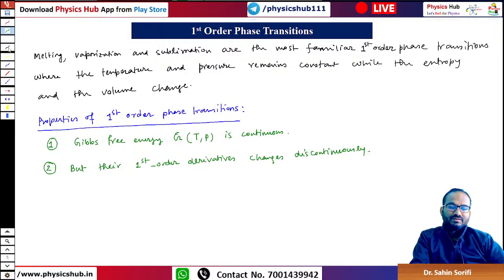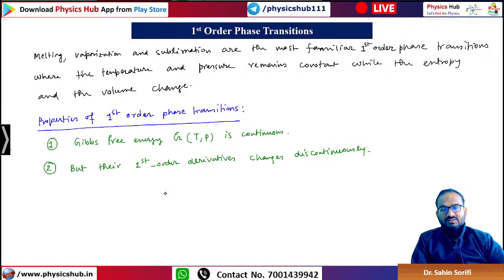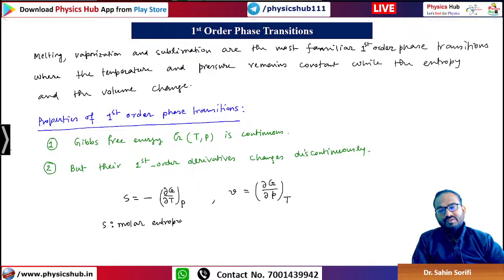When you take the derivative del G by del T keeping P constant, that is called the molar entropy with a negative sign. While the entropy and the volume change, next you will get volume. This is del G by del P at constant T, and it is positive. This s is known as the molar entropy, entropy per mole, and the v is known as the molar volume.